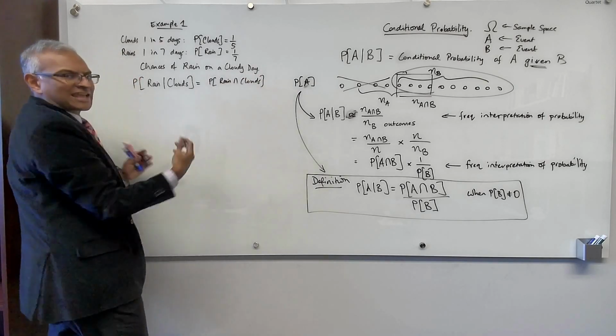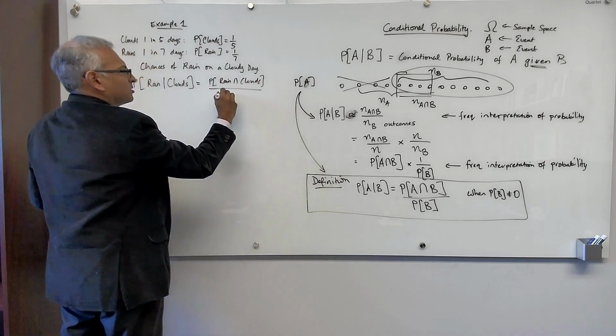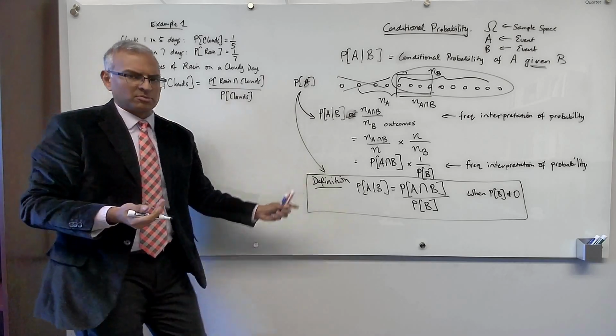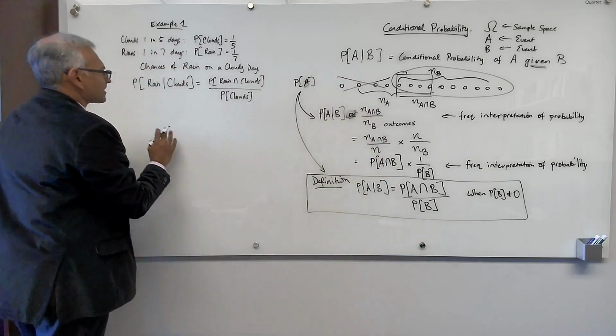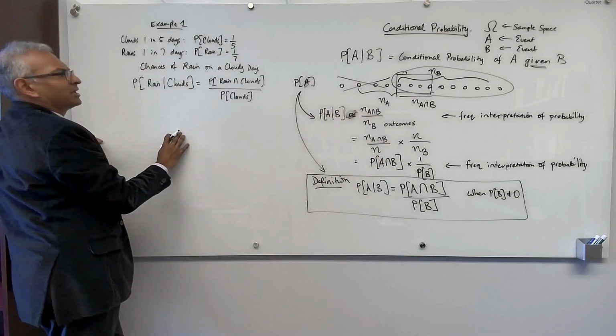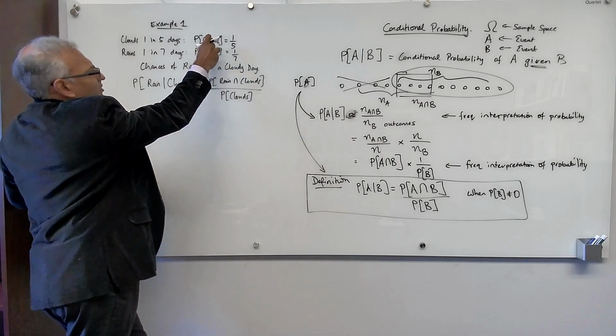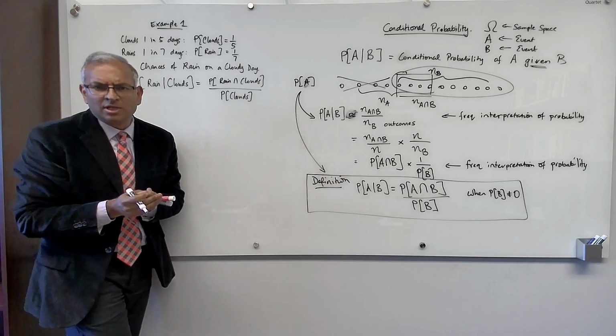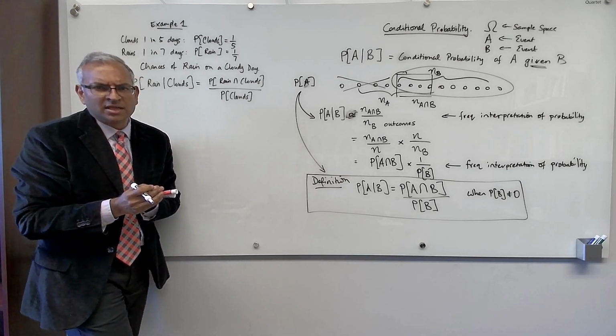So intersection means and clouds, divided by the probability of clouds. Now you can just take this as a definition of conditional probability, even though we derived it. Okay. And what is this? Well, it looks like we can't compute it. We know the probability of clouds. We don't know the probability of the intersection until we think about it a little bit in the real world. You can't have a rainy day without clouds.